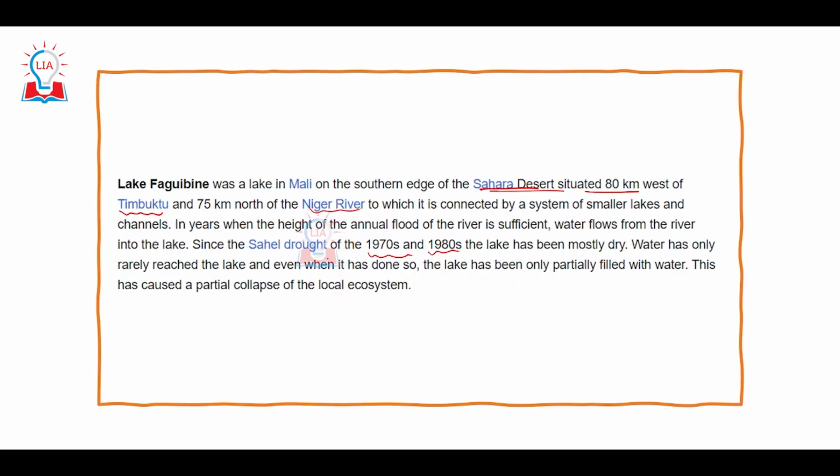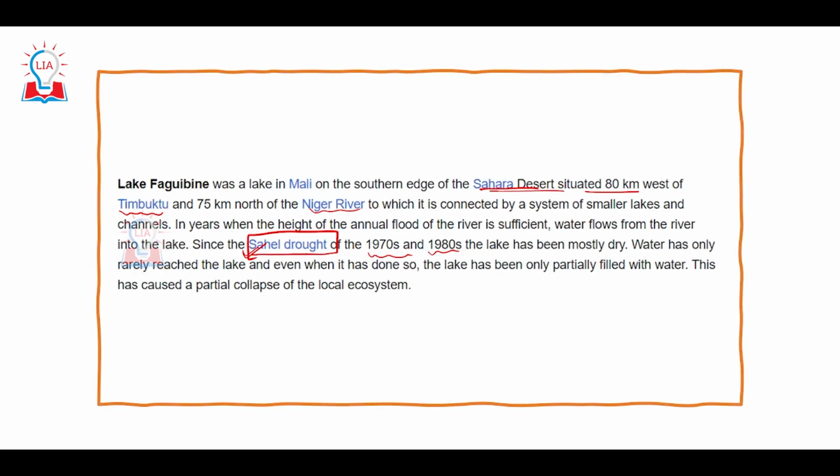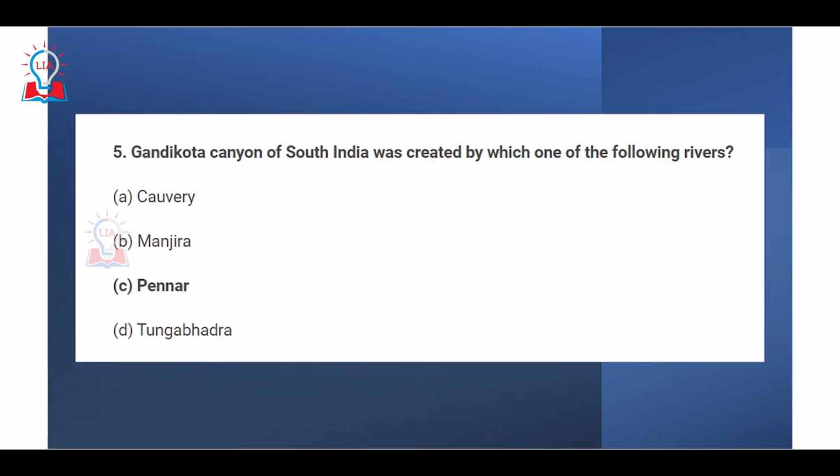A huge drought that happened in the Sahel region of Africa is believed to be the most important reason that has caused the drying of Lake Faguibine in Mali in Western Africa. That is about the fourth question.